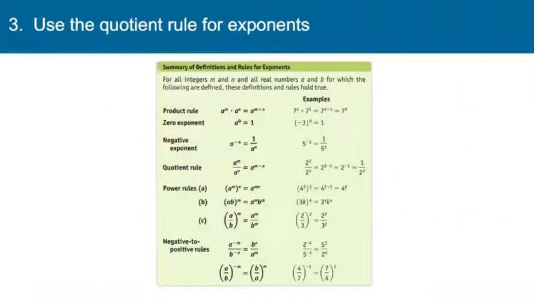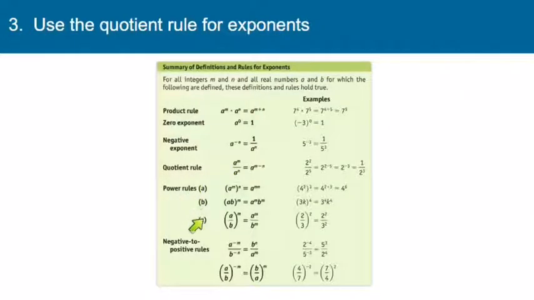Now here's a summary of all the exponent rules we've learned, and we have the whole set now. So let's just kind of take an inventory here. We have the product rule, which lets us multiply expressions with the same base by adding the exponent. We have the zero exponent rule, which says that anything to the zero power is 1. We have the negative exponent rule, which says that we can make a negative exponent positive by moving that factor to the denominator. We have the quotient rule, which says that we can do division by subtracting the exponents.